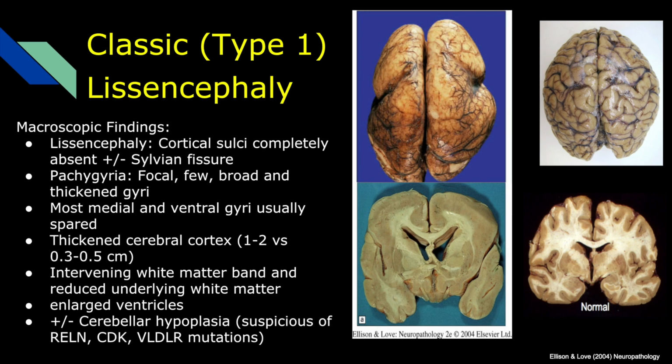Definitely something you can look for. So thickened cerebral cortex, 1 or 2 centimeters compared to what's normal, 0.3 to 0.5. These are, I think, MRI kind of measures. And then you have this intervening white matter band, which we'll see nicely on additional images. You have enlarged ventricles because of the decrease in the white matter. And again, you can have these cerebellar hypoplasias that should make you suspicious for reelin, CDK5, and VLDLR mutations.